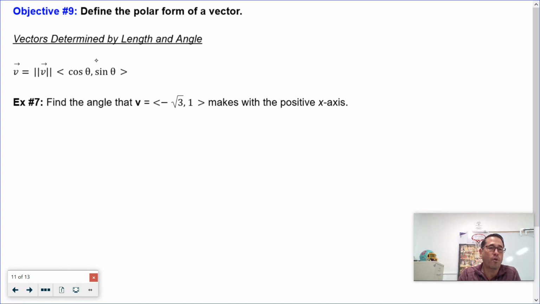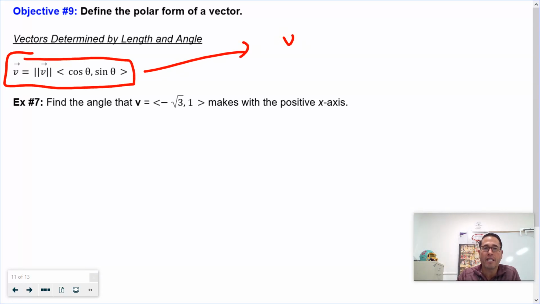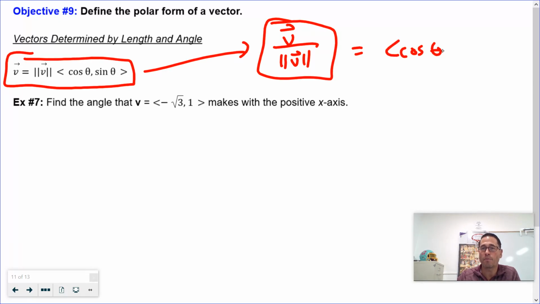Define the polar form of a vector. This is considered the polar form of a vector. And what's really interesting about this is if I divide by the magnitude of that, you should say, yo, Mr. T, that would be normalizing it. And I would say, you know what, you're right. That would be normalizing it. And do you know what's really interesting?